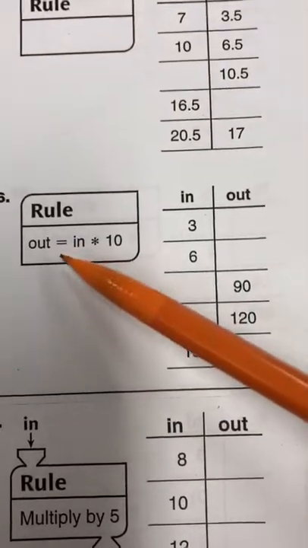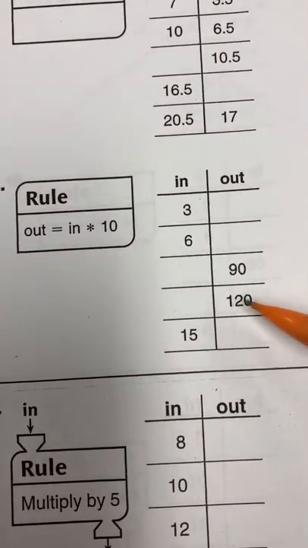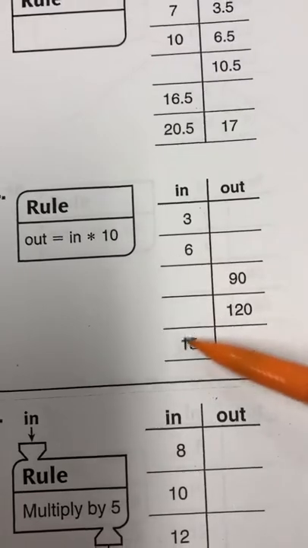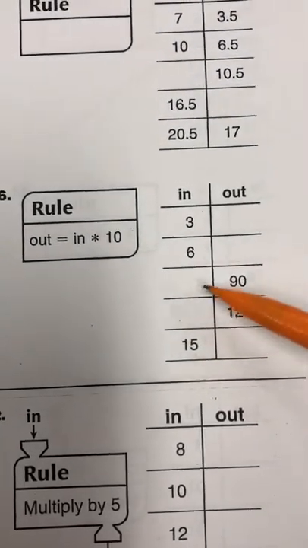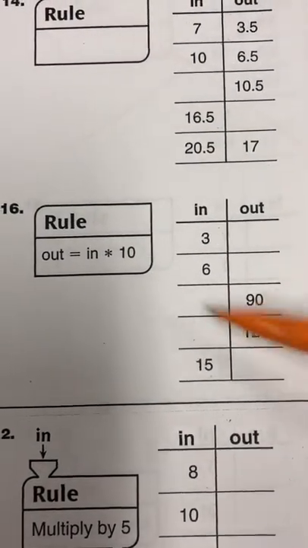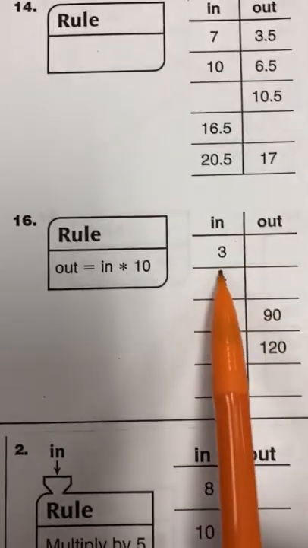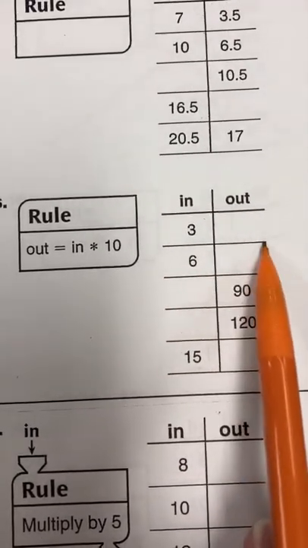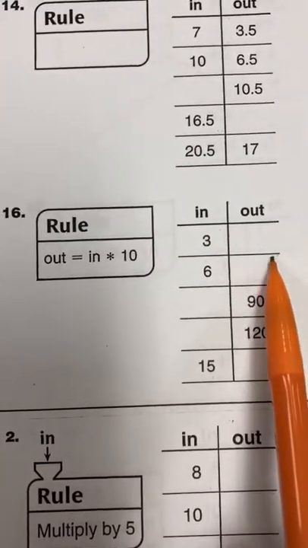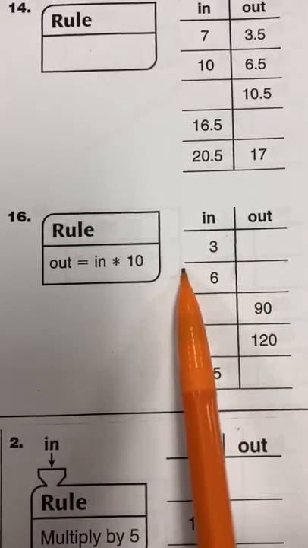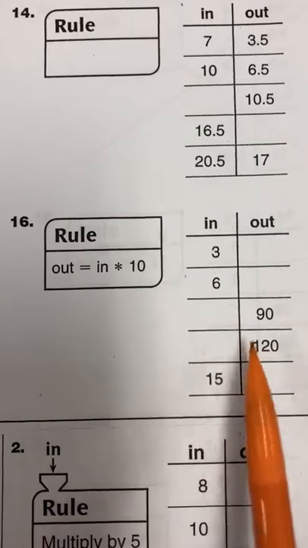Okay, I have some ins and outs, okay? My in is sometimes missing. My out is sometimes missing. I know my rule is times 10, okay? So going this way, if I cross the line this way, it's times 10. But if I go backwards, I'm going to do the opposite operation. That'd be divided by 10.